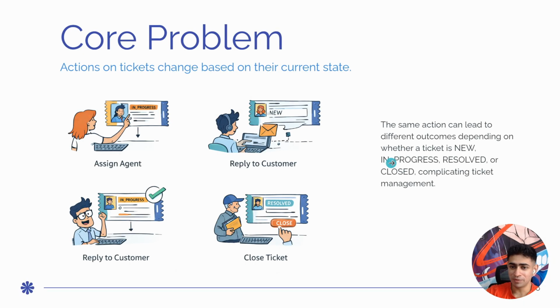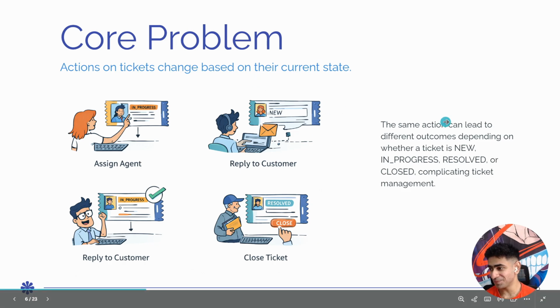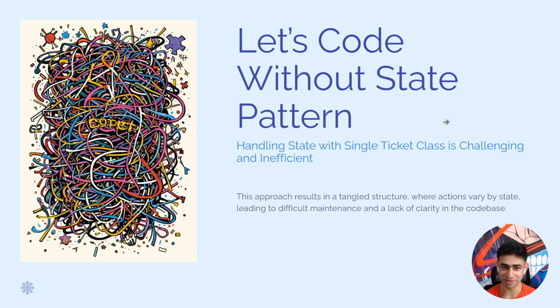So the core problem is there are different actions and there are different states. However, the actions should be present irrespective of the state. But what will happen when we perform that action is dependent on the state. As I told you, if we assign an agent and if the ticket is in new state, it should automatically go to the active state and so on. So this is our problem. Let's start implementing it. So let's start coding.